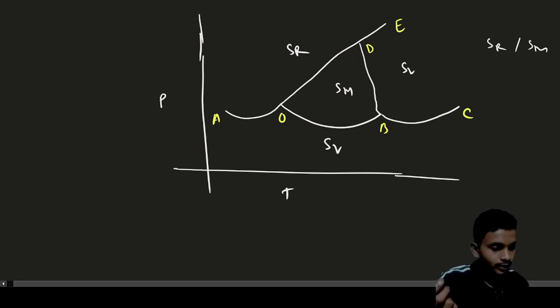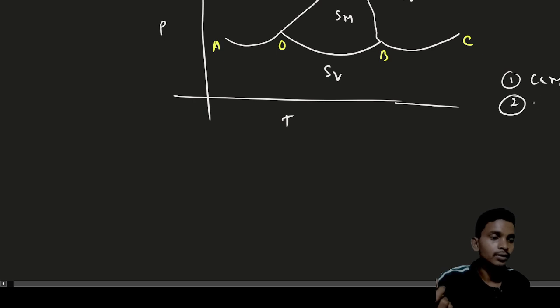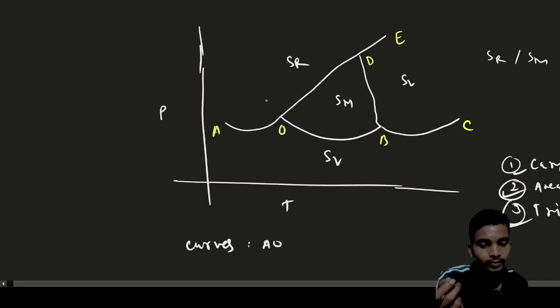Now we will discuss 3 things: curves, areas, and triple points. Let's discuss the curves first. This is curve AO. In this AO, above it is rhombic sulfur and below it is sulfur vapor, so they are in equilibrium.